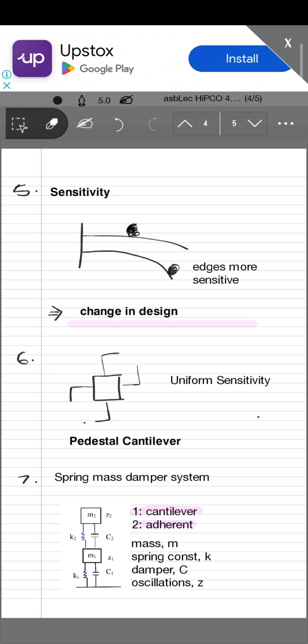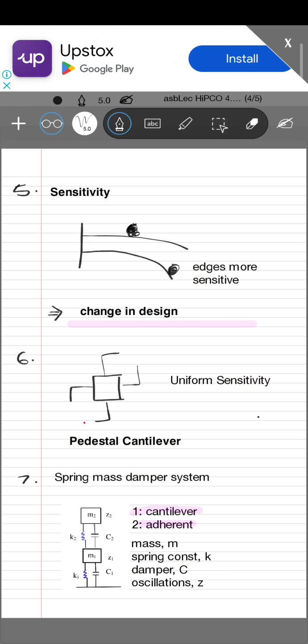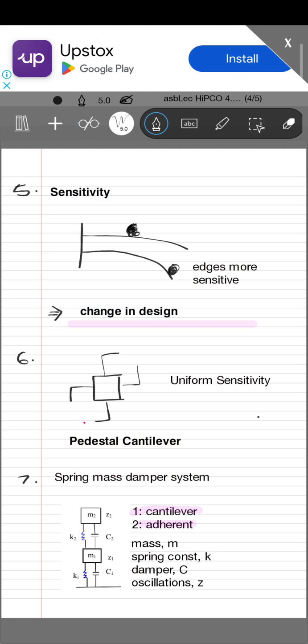Now two numbers are used. One has been used for the cantilever, that is the bottom one, and the top one is used for the adherent. Now the factors which govern the oscillations are the mass, the spring constant, the damper, and the vertical oscillations themselves. These factors determine what kind of oscillations we are going to get. So these provide what we call the oscillating frequency of the cantilever.